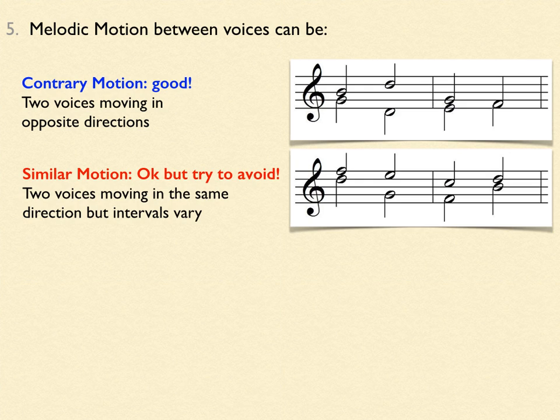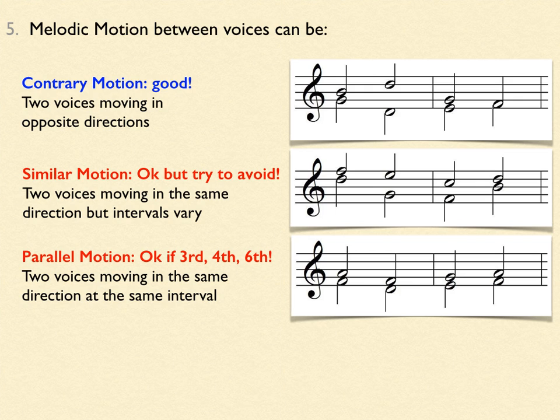Similar motion is okay, but try to avoid this. That's when two voices move in the same direction, but the intervals vary. You have to be very careful when you're doing this that you don't have any consecutive or parallel perfect fifths and octaves. I'll get on to what that means later, but you'll see in a minute why this voice leading isn't as good, because it can lead to some very bad mistakes that you have to avoid. So watch out for similar motion. It's okay, but try to avoid it.